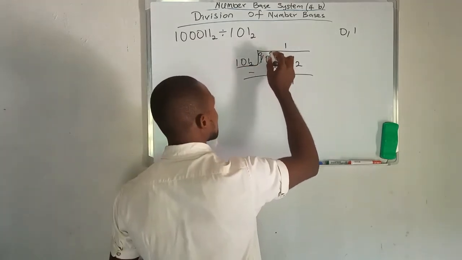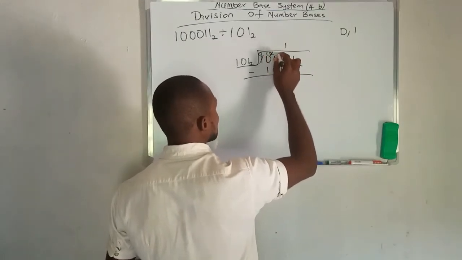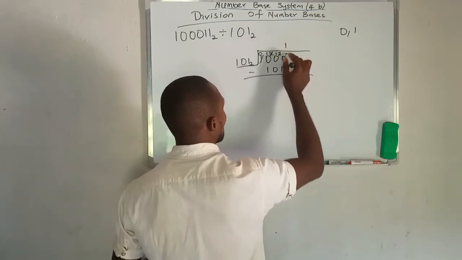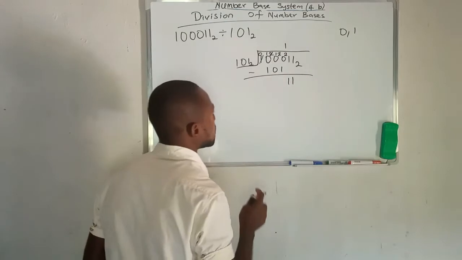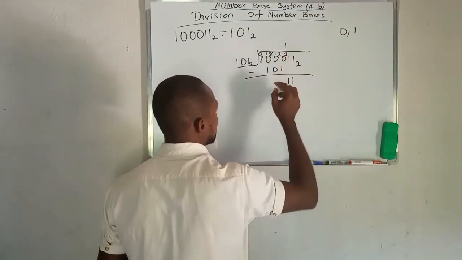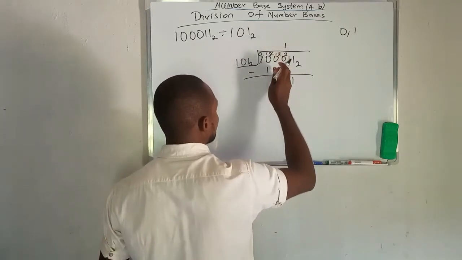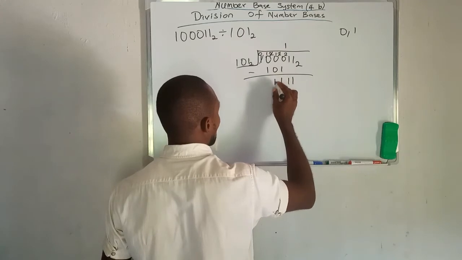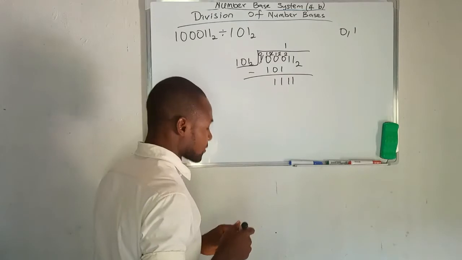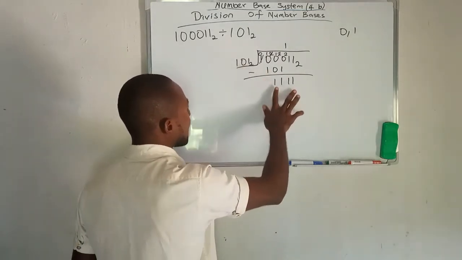So put 2 here, then we take 1 from here, remaining 1 here. We have 2 here, and we also take 1 from here, remaining 1, and then we have 2 here. So we have 2 minus 1, which is 1, and then we have 1 minus 0, which is 1, and then we'll have 1 minus 1, which is 0.